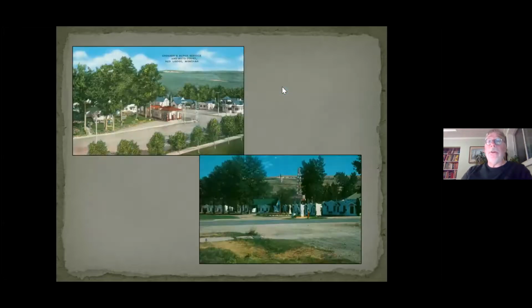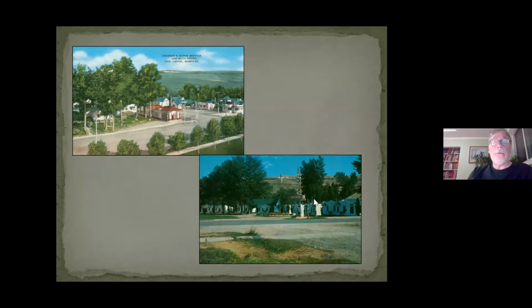Also a lot of motels. Instead of tourist cabins, tourist camps, in the 1930s you start to see the rise of the little motel units like this one. On the top there, the Crosser Super Service is the gas station that was there, and the motel was associated with it. Some of those buildings still exist.